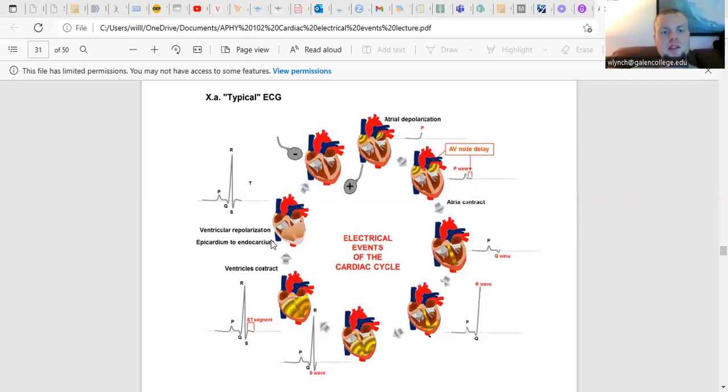Finally, we have to repolarize the ventricles. In order to repolarize the ventricles, we have what is termed the T wave. So the final wave here, at the end of the cardiac cycle, the T wave indicates repolarization of the ventricles. And then we have full cardiac relaxation until the cardiac cycle begins again with the P wave.